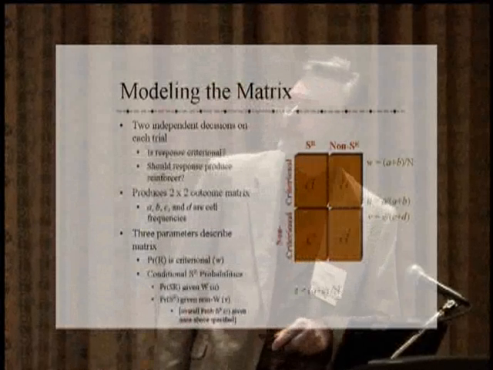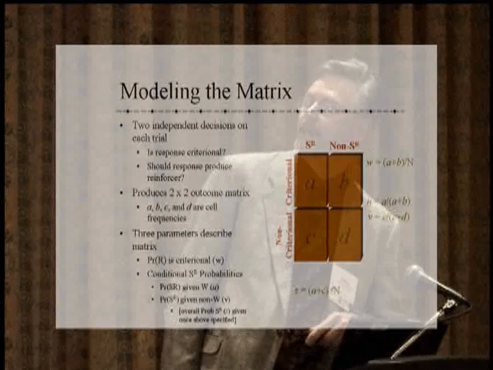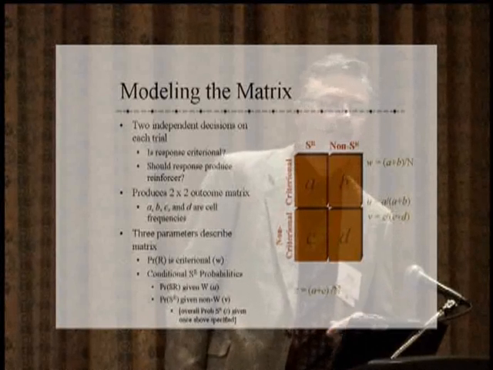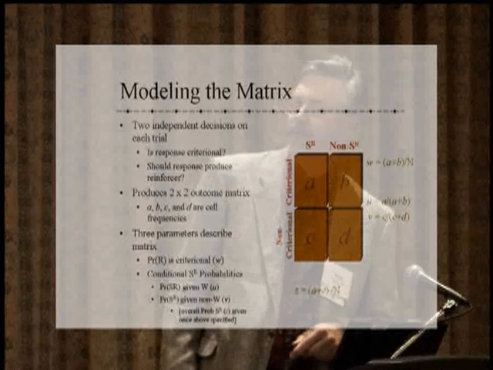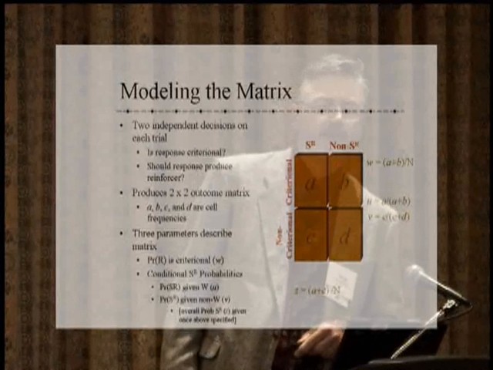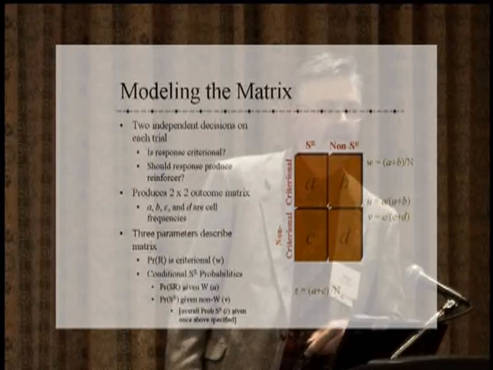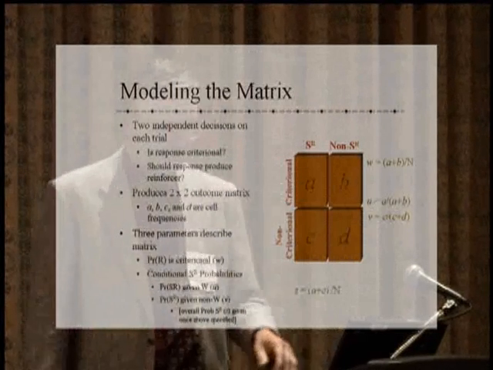So that produces a 2x2 outcome matrix, where A, B, C, and D are the cell frequencies of that matrix. And you need at least 3 parameters to describe that matrix. The first is the probability of criterion response. The second two are conditional probabilities of reinforcement given criterion responses and non-criterion responses.